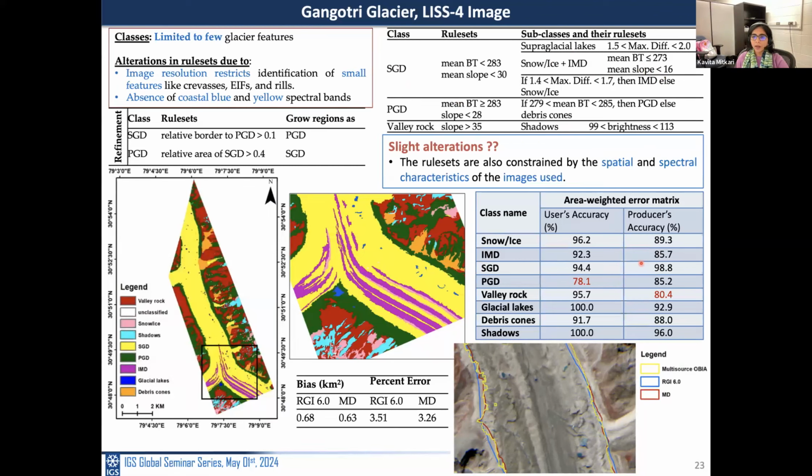The accuracy assessment reveals that the PGD, which forms at the glacier boundary, the accuracy of this PGD class came out quite low, and also the same is with the Valley Rock. But since this is a non-glacier surface, it does not have any negative impact on the glacier boundary delineation. So we can ignore it.